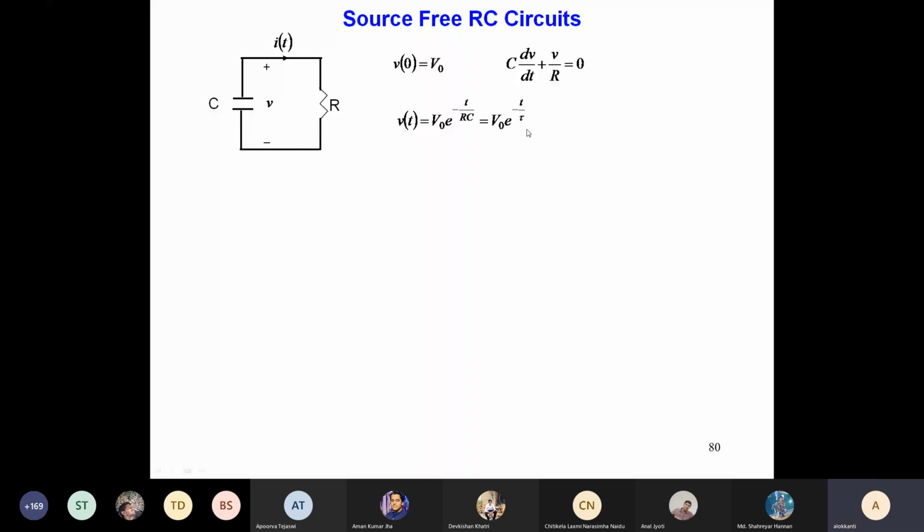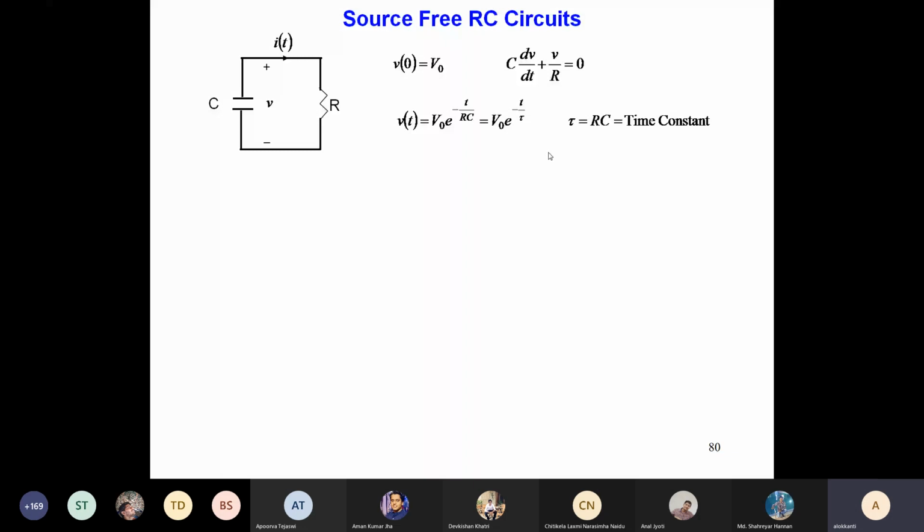so in the case of an RC circuit, tau, which is equal to RC, is called the time constant of the circuit. Just like the earlier case, for an RC circuit, the time constant is the product of R and C. If there is only one R and one C, it is the product of R and C. If there is one C and some other combination of R's, you have to find the equivalent resistance, and R eq into C will give the time constant.